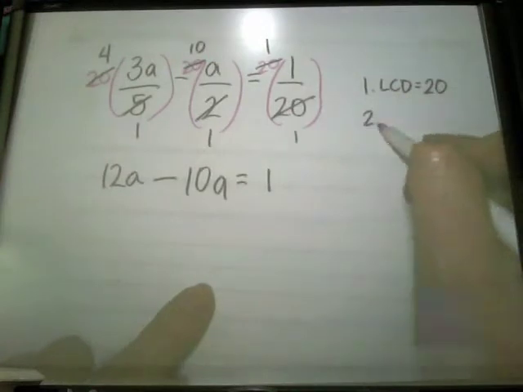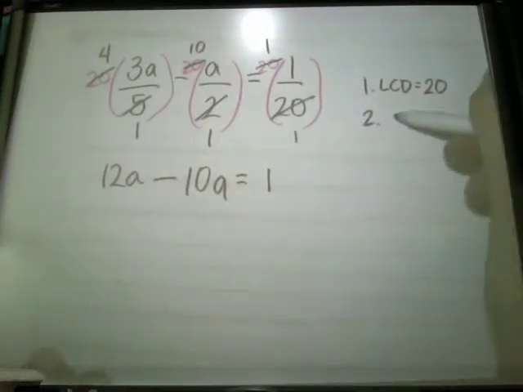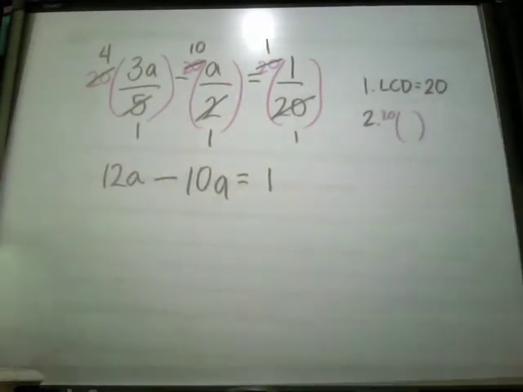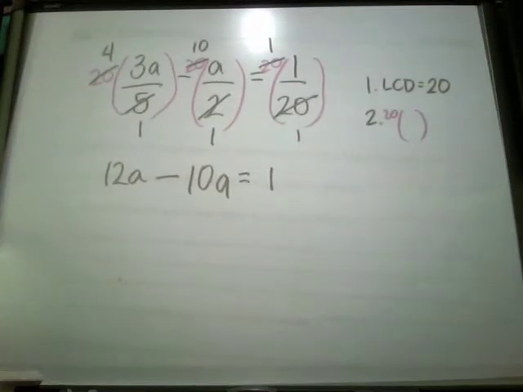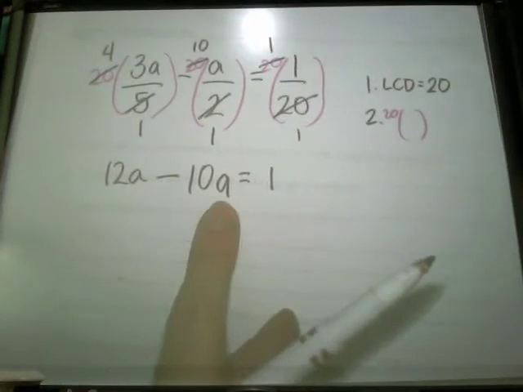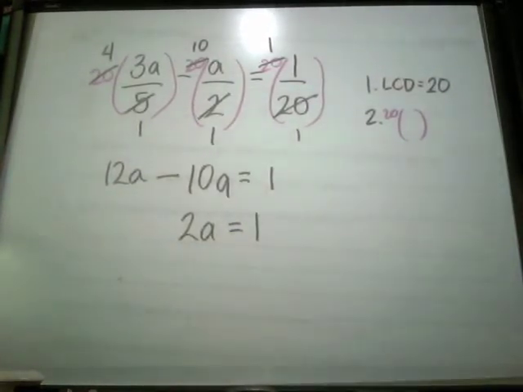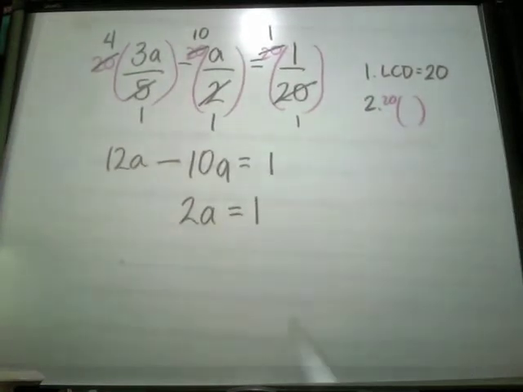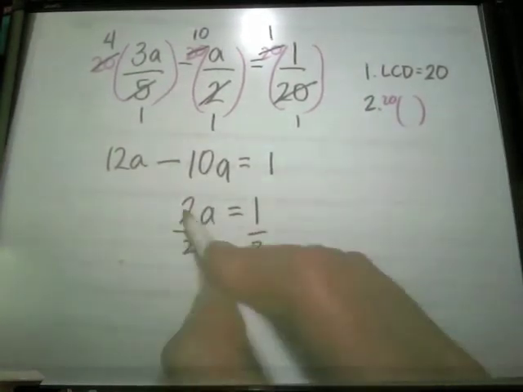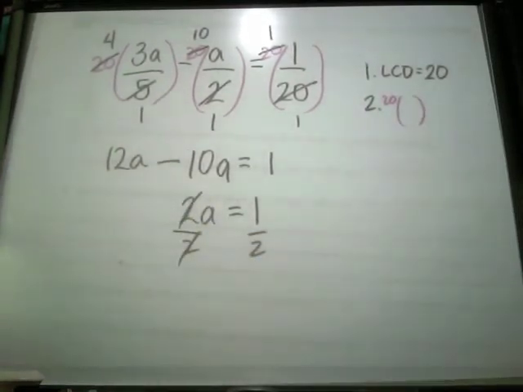Right, so again, you don't need to write what I'm writing on the right side if you don't want to. We just multiplied everything times 20. That's my little shortcut there. And now step 3, let's solve it. We can combine like terms. 12a minus 10a, 2a. 2a equals 1. Let's divide by 2. a equals 1/2. Done.